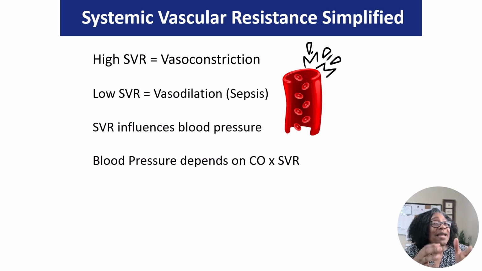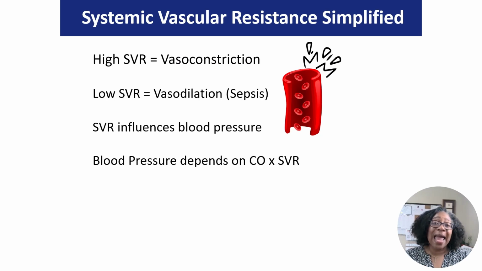Okay. So if SVR is low, so low systemic vascular resistance, that means that those vessels have dilated. So the pressure drops. Okay. So in septic shock, what happens is that there's vasodilation, and then that is leading to low systemic vascular resistance, which is going to lead to hypotension. And you will see orders for vasopressors.